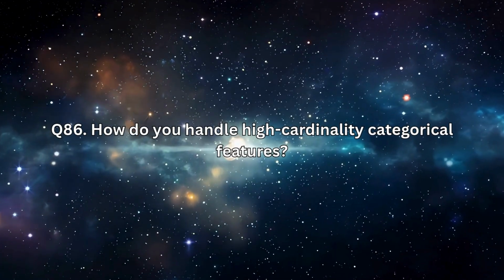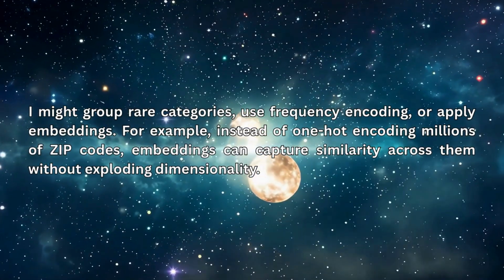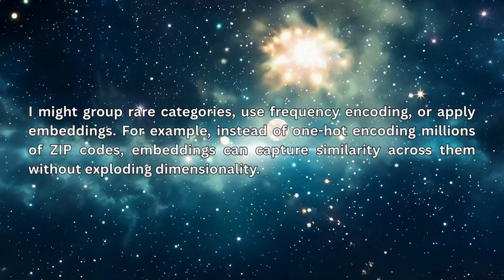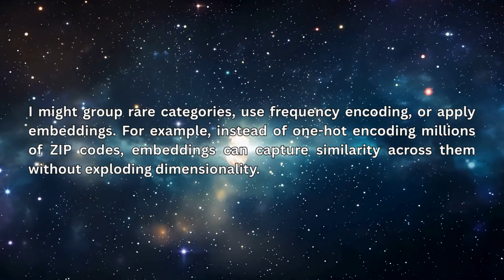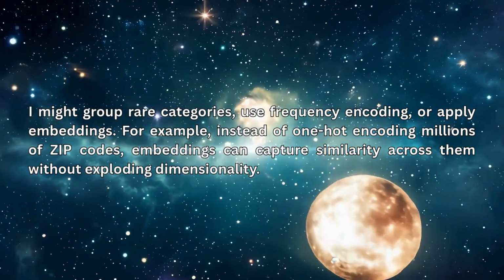How do you handle high cardinality categorical features? I might group rare categories, use frequency encoding, or apply embeddings. For example, instead of one-hot encoding millions of ZIP codes, embeddings can capture similarity across them without exploding dimensionality.